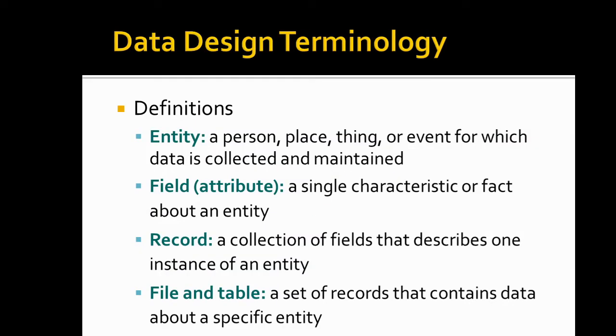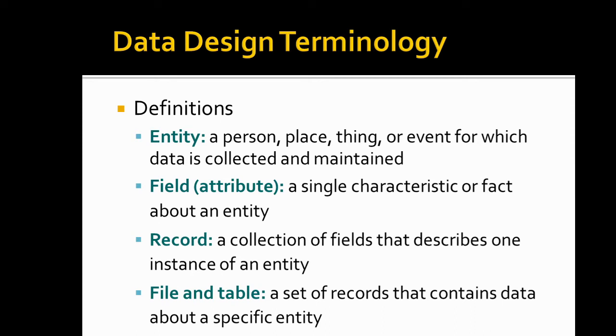Data design terminology. So, definitions. An entity. These are the things that you should remember. An entity is a person, place, thing, or event for which data is collected and maintained. So if you want to collect data about this thing, this place, this event, or this person, then that's an entity. So in a school, for example, the student is an entity because we want to collect records or data about the student, the subject, the faculty, and others.